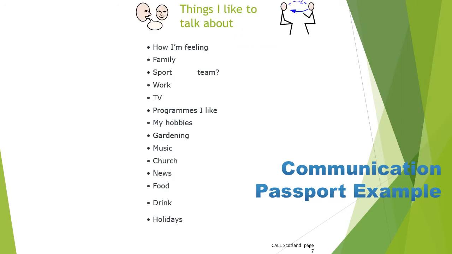Things that person likes to talk about, how they're feeling, the family, sport, work, TV, the programs they like on the television, what their hobbies are. Do they like gardening, music? Do they go to church? Do they like watching the news? What food they like, and you know what you can talk about, the drinks. Have they been on holidays? All these things are important so you can communicate with that person.